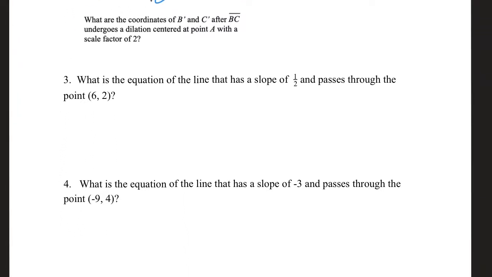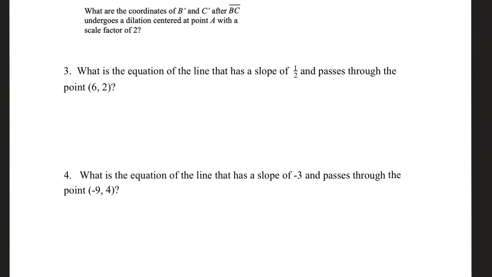All right. Questions 3 and 4. These are again reverting back to slope just to get you guys prepared for what's coming up. In question 3, what's the equation of the line that has a slope of 1/2 and passes through the point (6, 2)? They give us a slope and a point, and it wants us to find the equation. So our equation is y equals mx plus b.